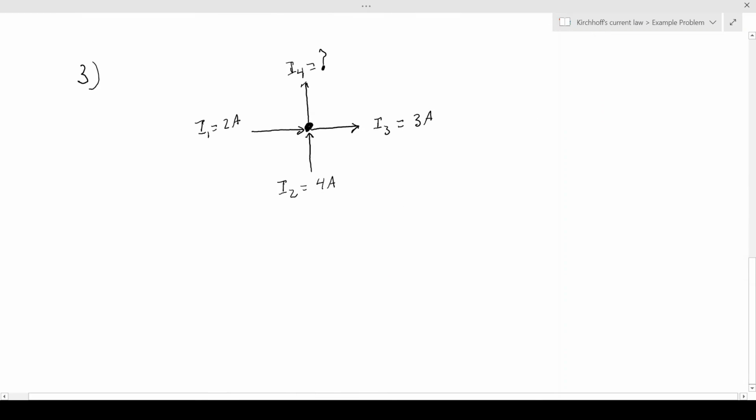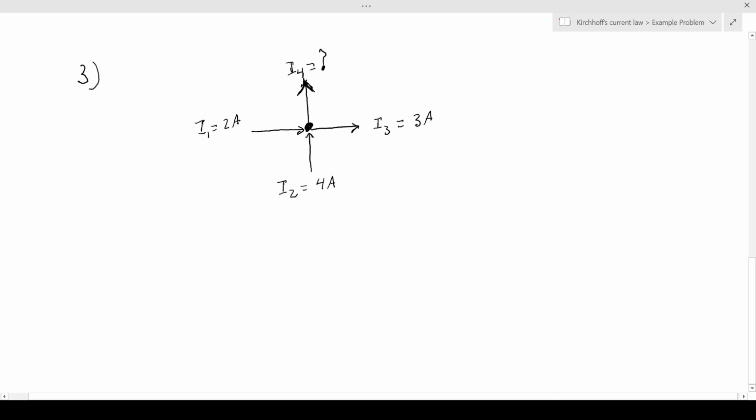And problem number 3, we're going to do the same thing. We're going to write our equation for Kirchhoff's current law, plug in our values, and then solve for the unknown current. So first we have to figure out the currents that are leaving the node and also entering the node. It's hard to see right now, but I4 is actually leaving the node. So this is the arrow.